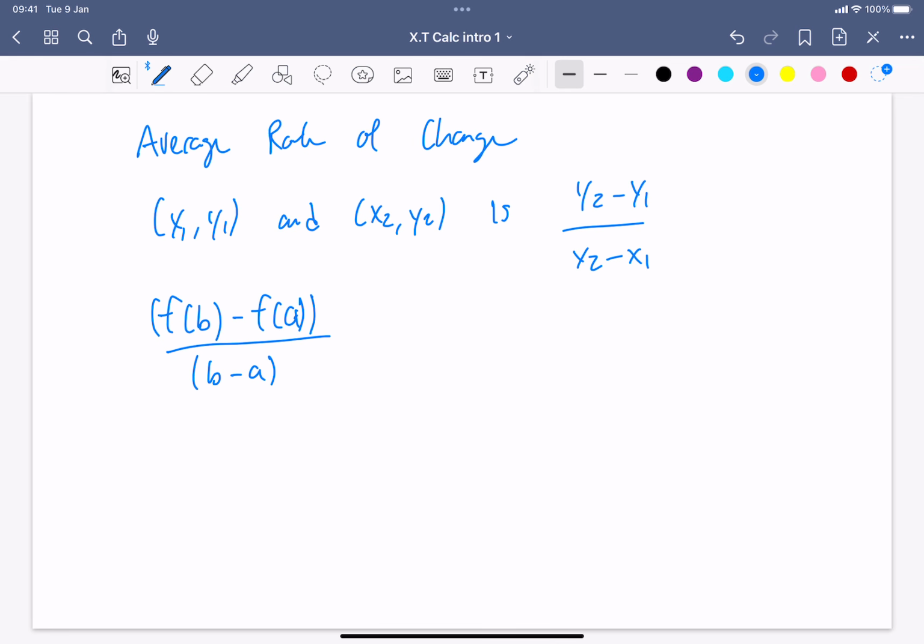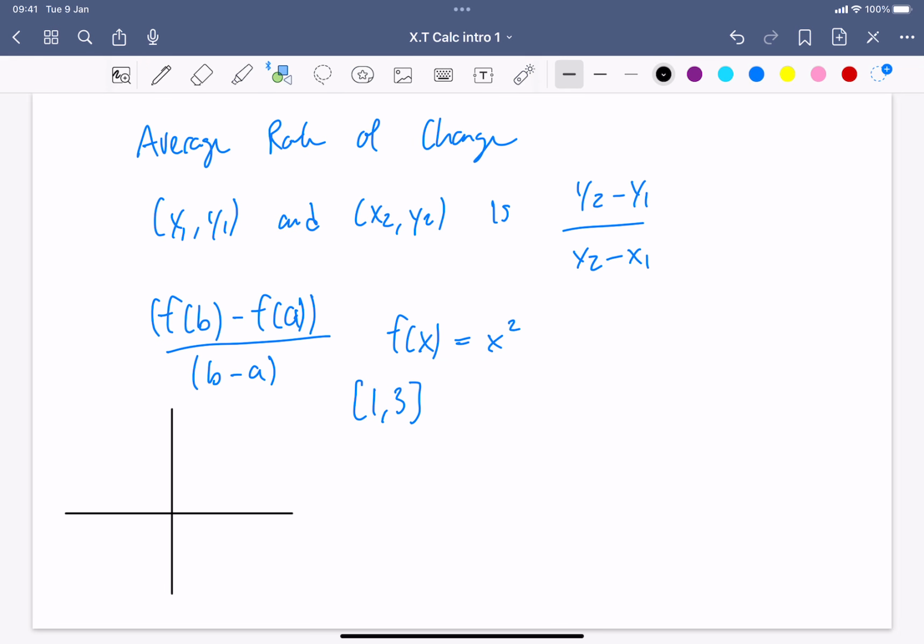So let's do a practice example. For example, we have f of x equals x squared. I want to compute the average rate of change of f of x equals x squared over progressively smaller intervals starting at x equals 1. So let's look at the interval 1, 3. I'll quickly draw a graph just to show you what's going on.